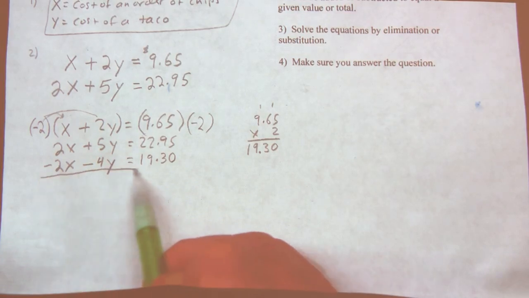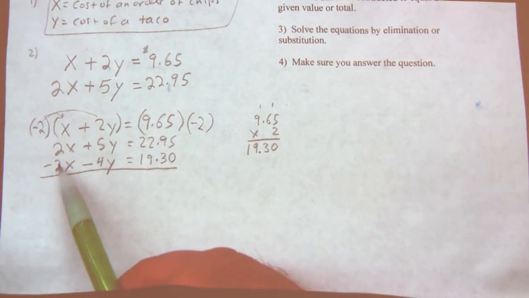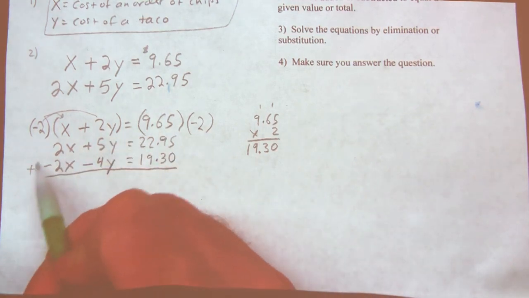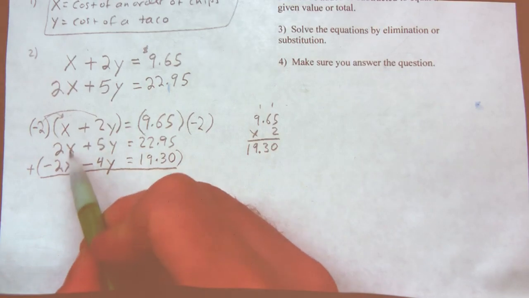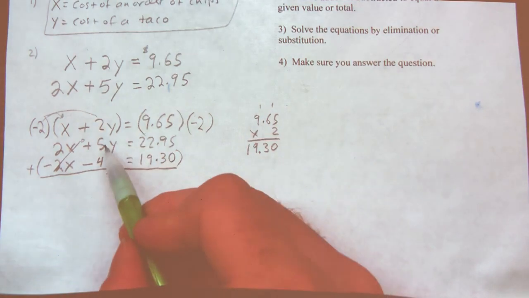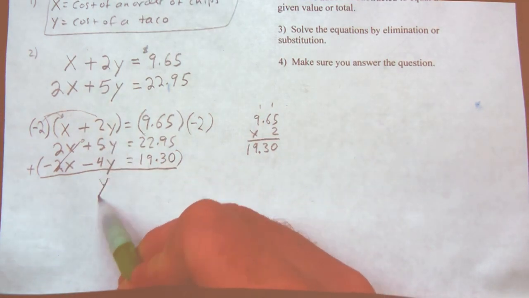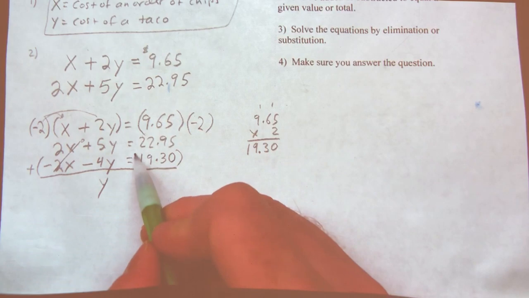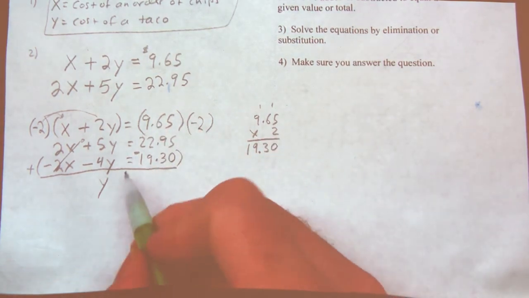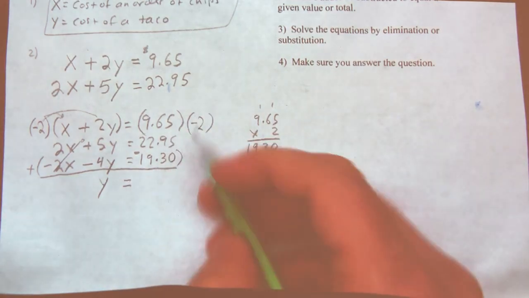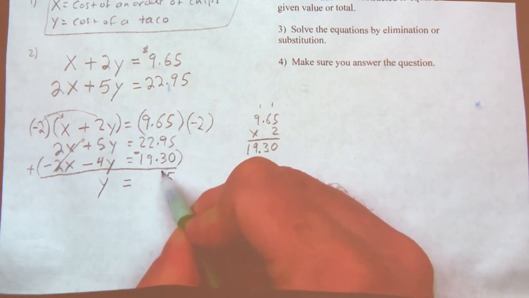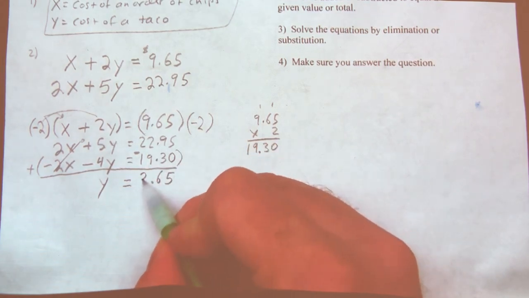Now we can see that I have 2 linear equations in standard form, but here the 2x and the negative 2x are additive inverses. They're going to cancel out. So I'm going to add the two equations together. 2x and negative 2x, that's 0. 5y minus 4y is just y. Oh, we made a mistake here. This should have been negative. Make sure you check your signs. Negative times positive is negative. And then we add these two together, or subtract them, in fact. 22.95 minus 19.30 is 3.65.